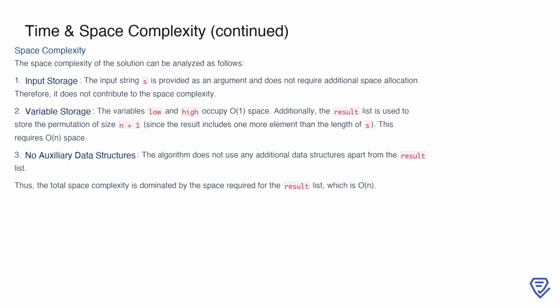Analyzing the space complexity, the input string s is provided as an argument and does not require any additional space allocation, so it does not contribute to the space complexity. The variables low and high require only constant space, which is O(1). The result list, however, is used to store the final permutation. Since the result contains n plus 1 elements, where n is the length of the string s, it occupies O(n) space. Additionally, the algorithm does not use any auxiliary data structures beyond the result list. Therefore, the total space complexity is dominated by the result list, resulting in O(n).